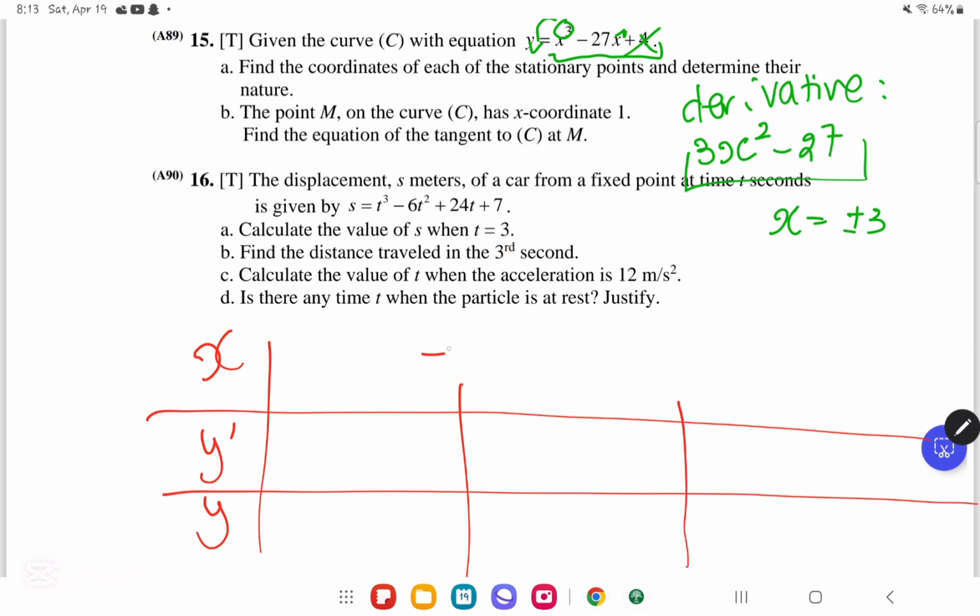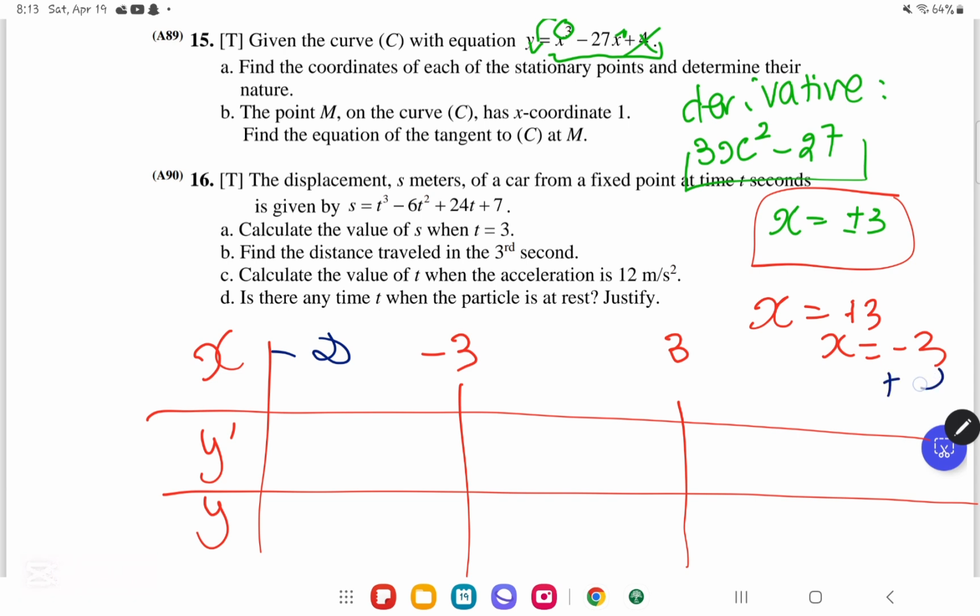So over here, it's going to be minus 3. Over here, it's going to be 3. These are based on what? The value of the roots, which is x is equal to plus 3, x is equal to minus 3. Alright? Now over here, you're going to put minus infinity and plus infinity.